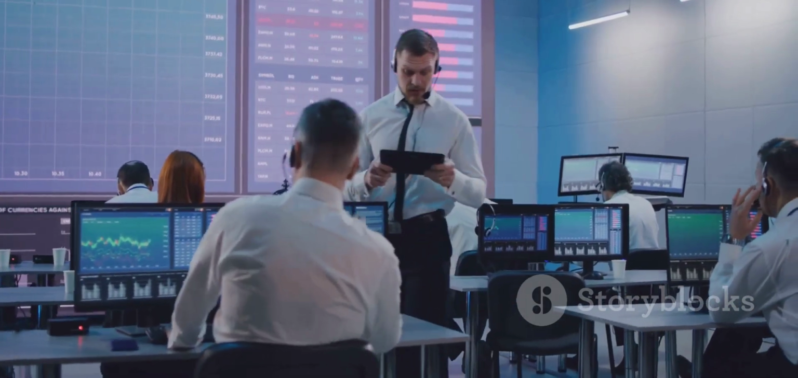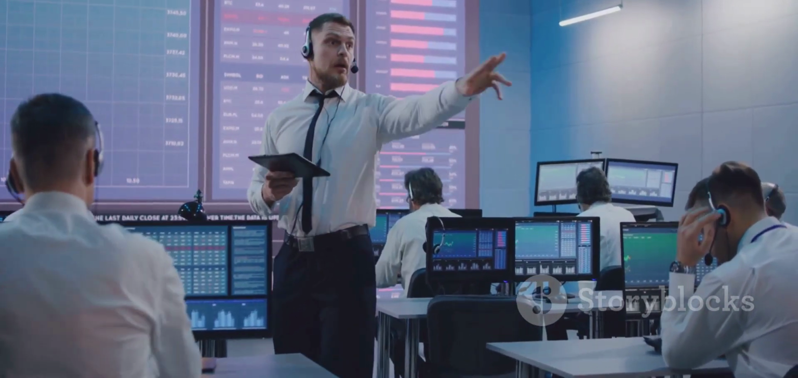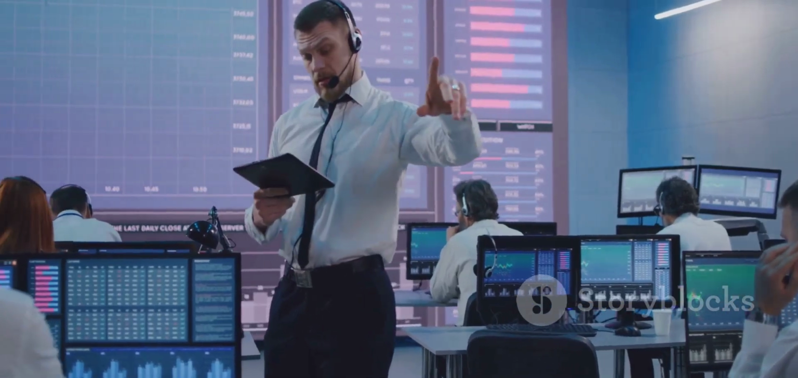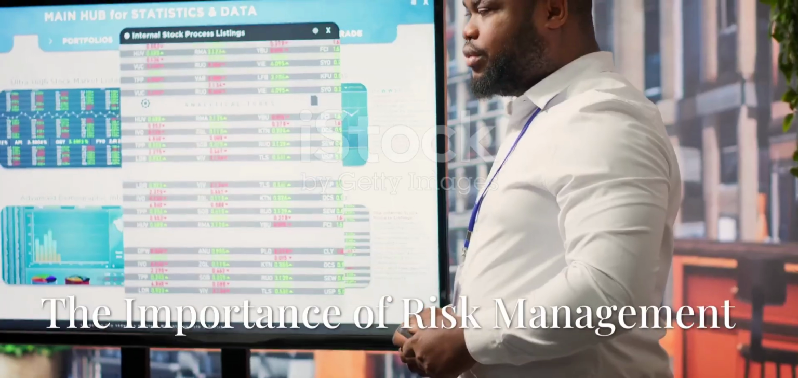By incorporating these additional tips, you can refine your trading strategy and improve your odds of success in the markets.